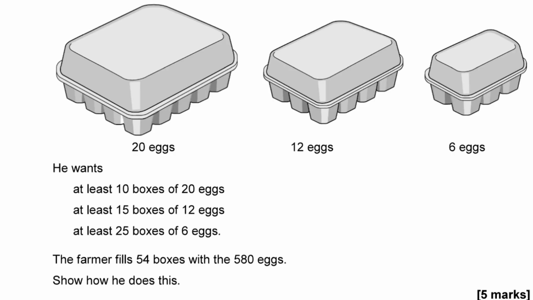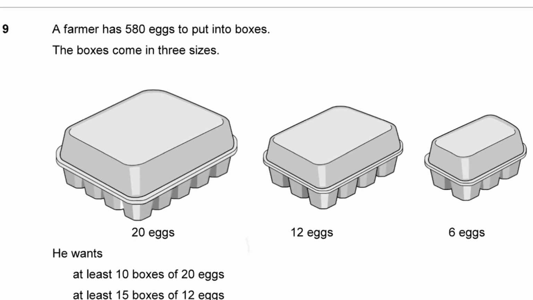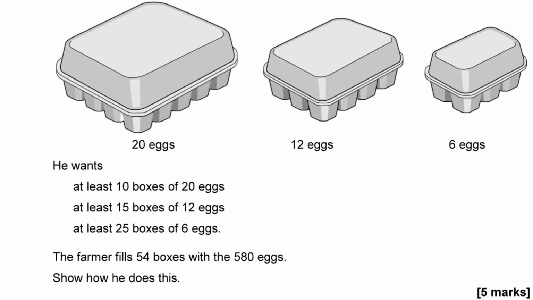The farmer fills 54 boxes with the 580 eggs. Show how he does this. Okay, so I think probably the easiest way to attack this is to put his minimum order in first, and then let's see what we've got left.